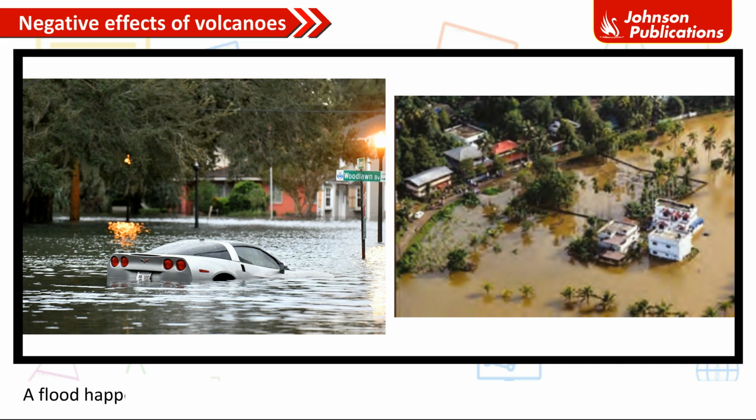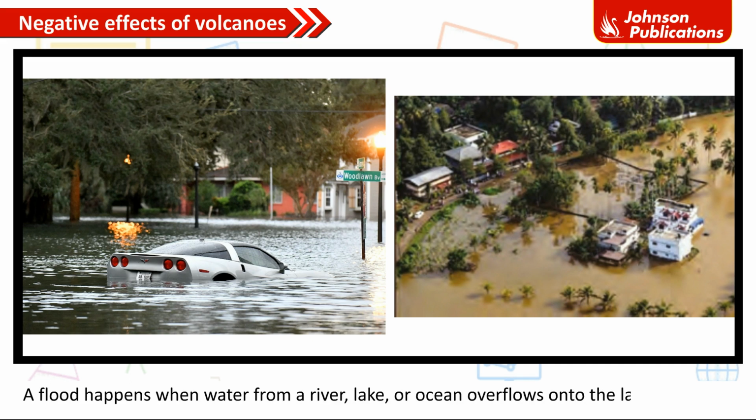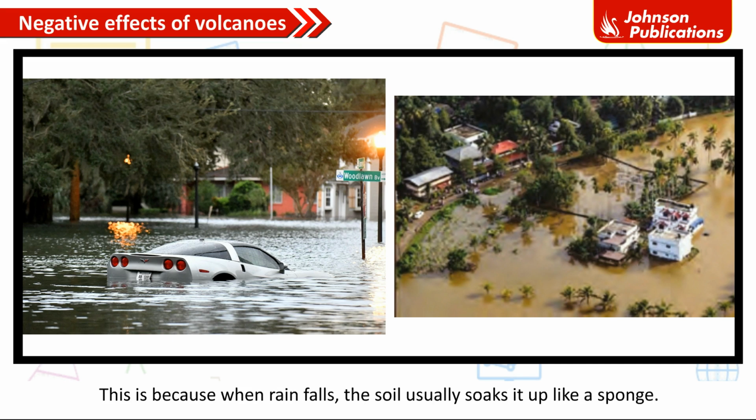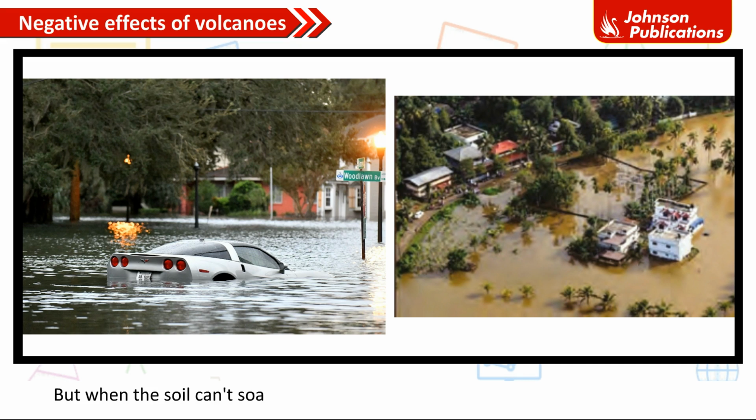Floods. A flood happens when water from a river, lake, or ocean overflows onto the land around it. Too much rain or melting snow are the main causes of floods. Sometimes the soil in the ground can make a flood worse. This is because when rain falls, the soil usually soaks it up like a sponge. But when the soil can't soak up any more water, it will send extra water into the river.